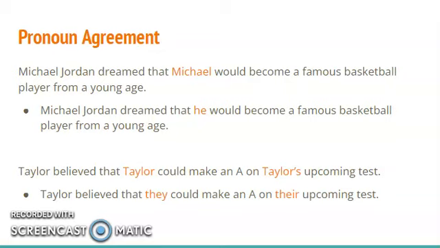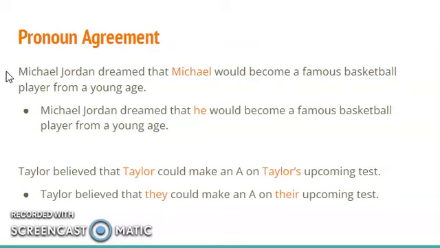So here are some examples that will hopefully help you understand those rules about pronoun agreement that we talked about on the slide before. So Michael Jordan dreamed that Michael would become a famous basketball player from a young age. So we know that Michael Jordan is a singular noun. It's only talking about one person.